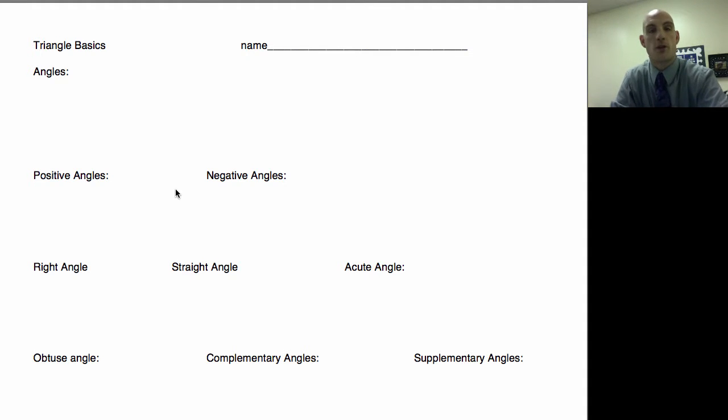Welcome back. Today we're going to talk about triangle basics. In order to understand triangles, we need to understand one angle. So triangles obviously have three angles, but let's talk about angles in general first. Angles in general, they have two sides. And what I'm going to do here is I'm going to draw an angle.